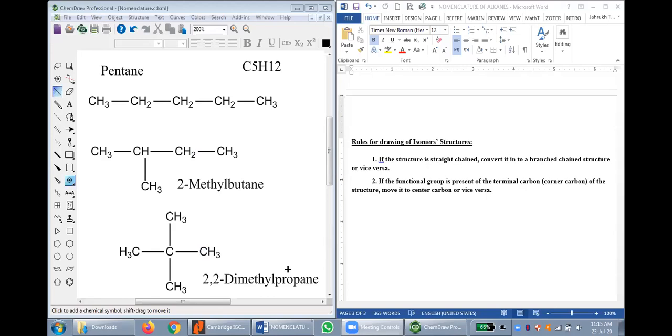Okay? और class इस point को अच्छी तरह से समझ लें, otherwise you'll be making a lot of mistakes. In alkanes, or in alkenes or in hydrocarbons as a whole, you cannot draw a branch on the terminal or corner carbon. Terminal carbon पे या corner carbon पे branch नहीं हो सकती. ठीक है?